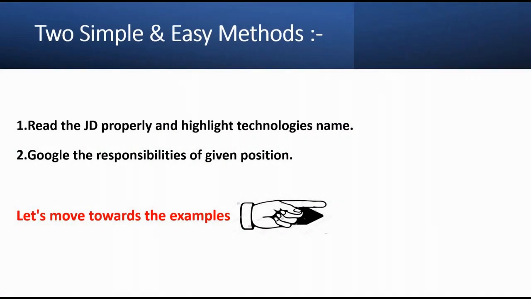So first, have a look at what the two simple and easy methods are. First method is to read the JD properly and highlight the technology names. Second simple method is to Google the responsibilities of the given position, the given requirement by our client. With the help of these two simple methods, we can easily find the important keywords from our job description.